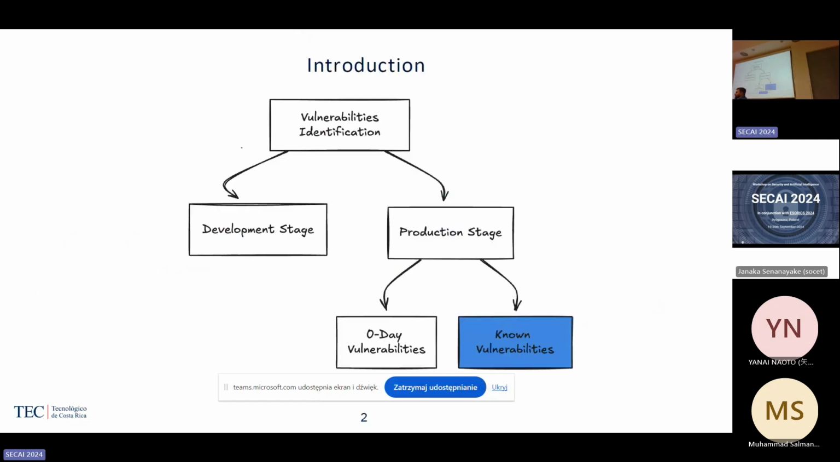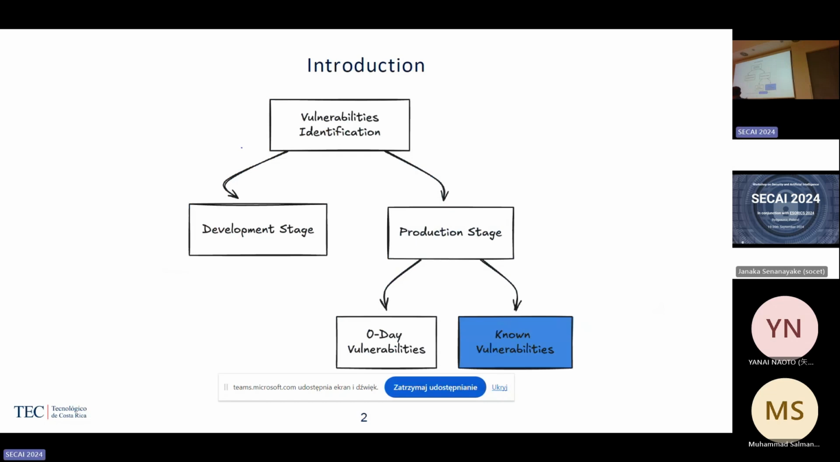Well, basically, there are two main stages in the software lifecycle in which we usually identify these vulnerabilities. The first one is the development stage, in which we usually have access to the code. We can perform tests, for example static analysis tests. We can perform dynamic tests if we have a specific environment. We can also check the different libraries we're using and analyze those dependencies.